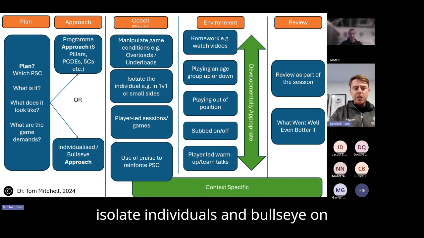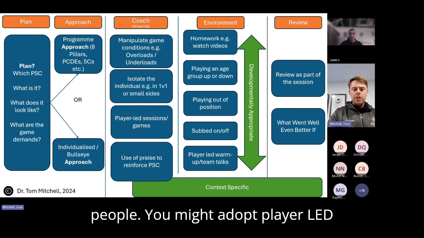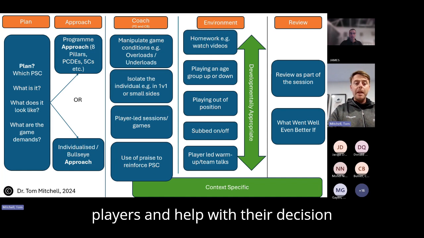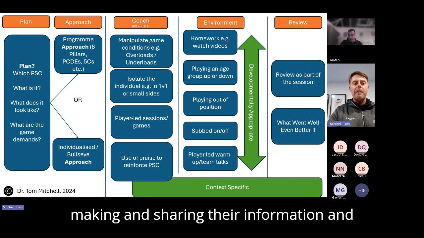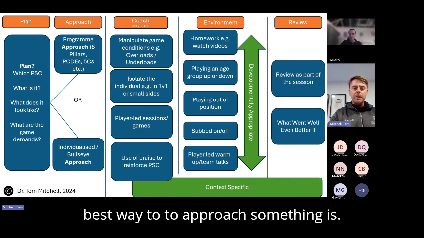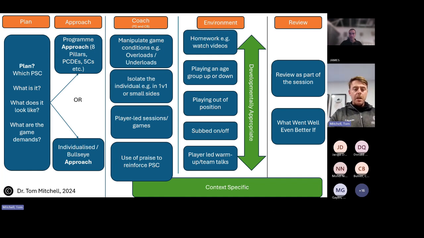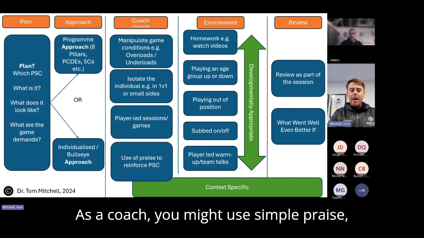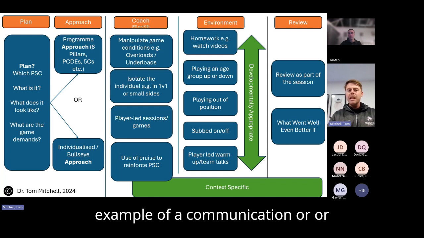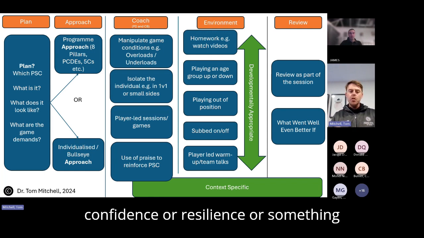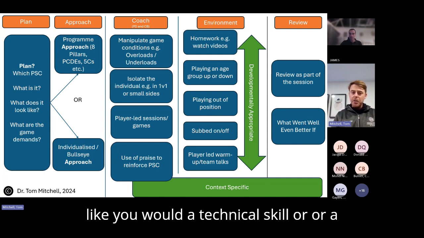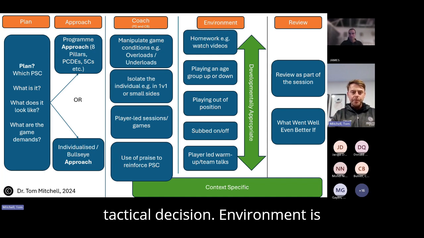You might isolate individuals and bullseye in on people. You might adopt player-led sessions if you want to give autonomy to players and help with their decision making and sharing of information and debating and working out what the best way to approach something is. As a coach, you might use simple praise. If you see a really nice example of a communication or confidence or resilience or something like that, praise it in the moment, like you would a technical skill or a tactical decision.